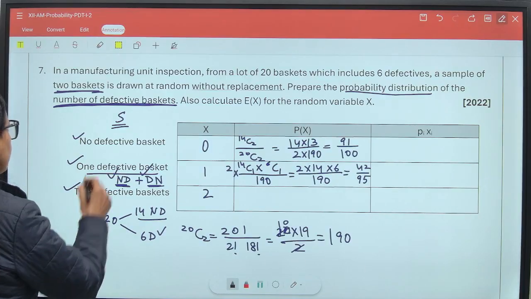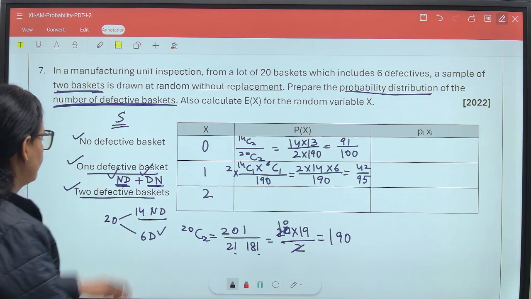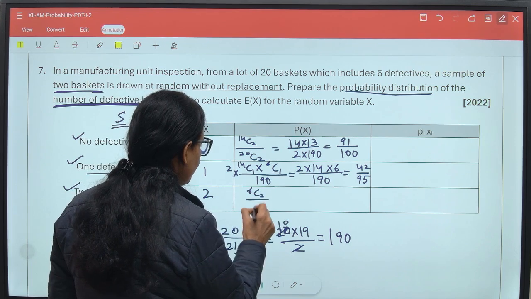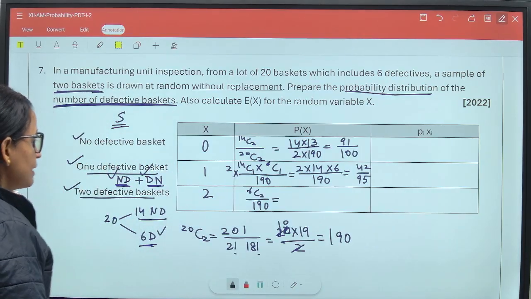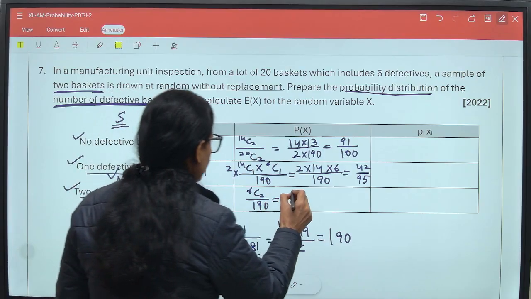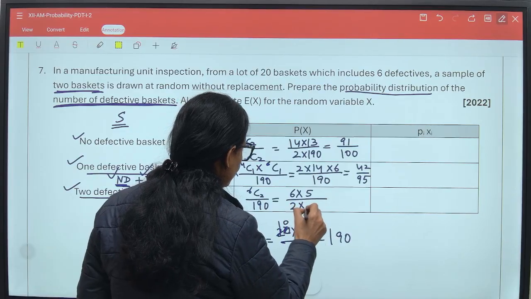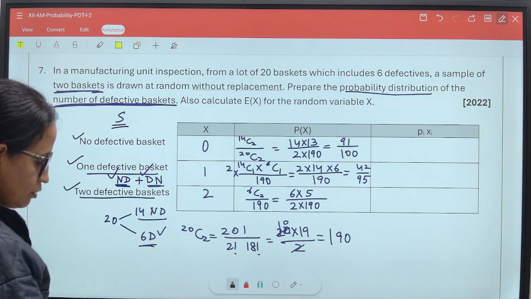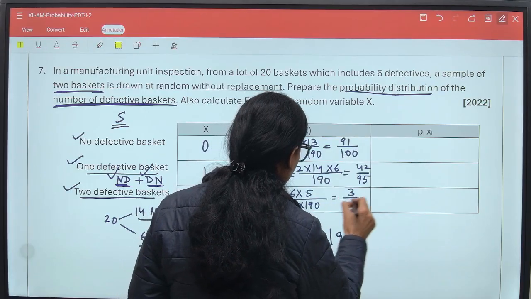Now what is the probability of getting 2 defective baskets? 2 defective means both are selected from this 6. So it is 6C2 upon 190. What is 6C2? 6 into 5 upon 2, into 190. If you calculate this and reduce to lowest form, it comes out to be 3 by 38.